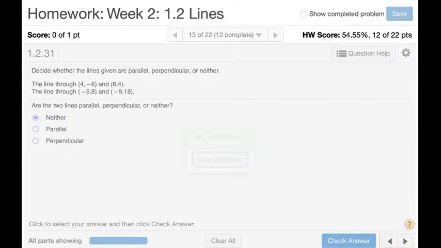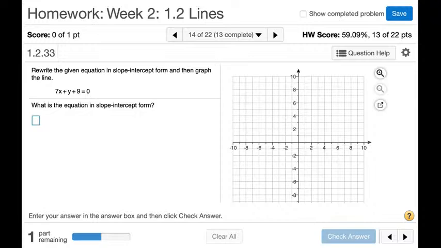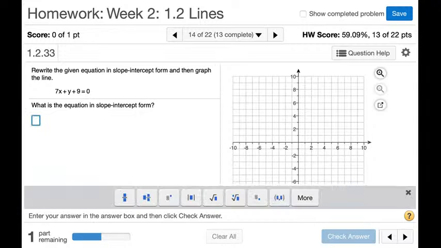Okay, we should have got another one. Rewrite the given equation in slope-intercept form. So basically solve for y. Y equals negative 7x minus 9.